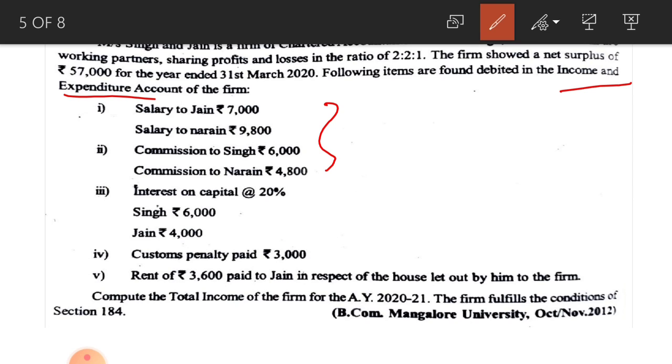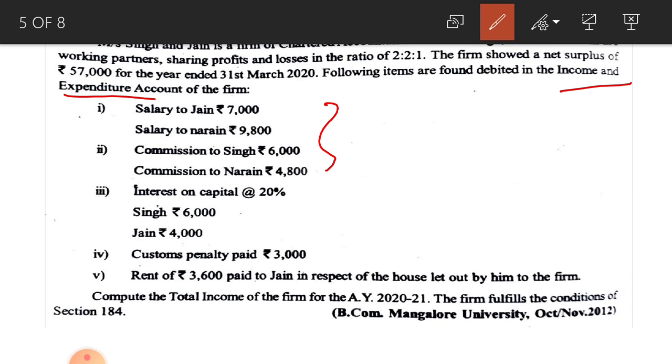So first you have to add this thing to the net profit, so you can get the book profit. Then you have to deduct working partners' salary. Here all partners are working partners, that is why you have to deduct all four things. So you can get the business, that is, the professional income.